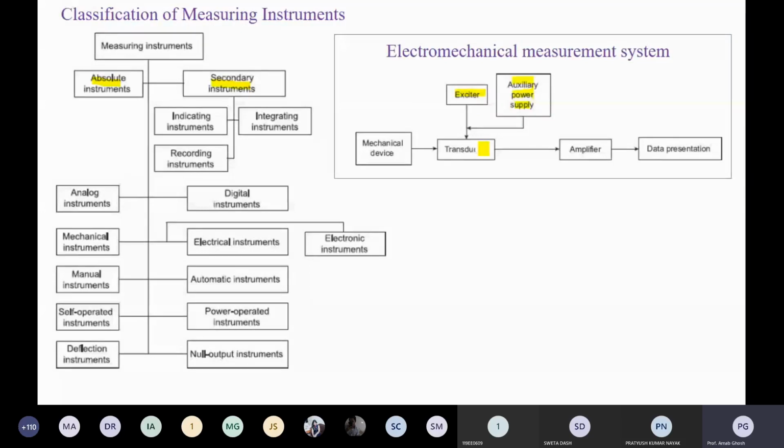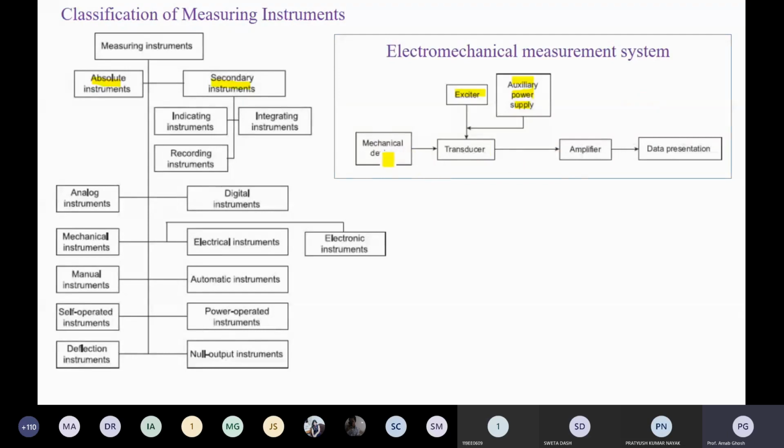Okay, in case of a transducer, what happens? It can convert the physical quantity to an electrical quantity. So if it is a pressure transducer, definitely the pressure input is required for the transducer. Sometimes another transducer is also used, like a Hall effect transducer, or you can say a LEM type transducer. In that case, an auxiliary power supply is required for exciting that transducer.